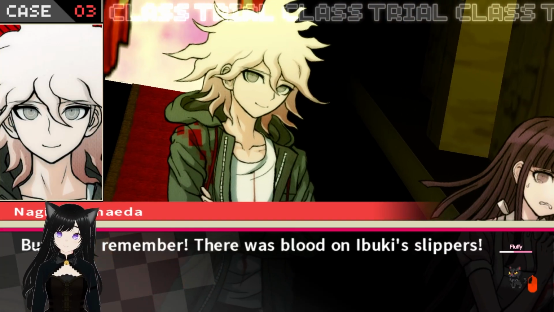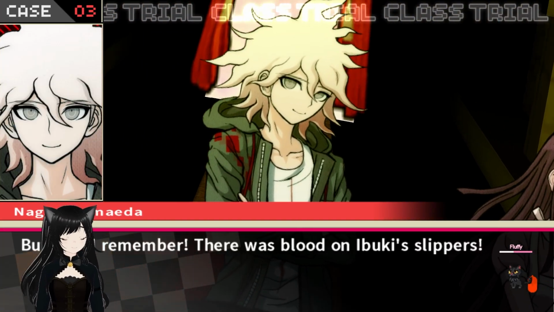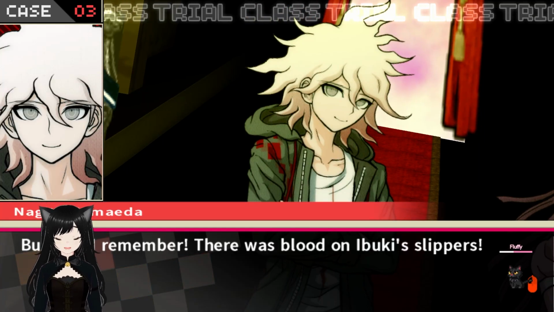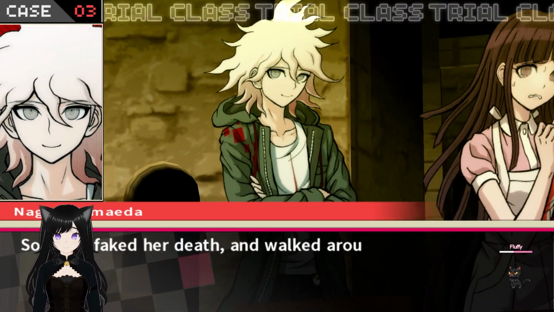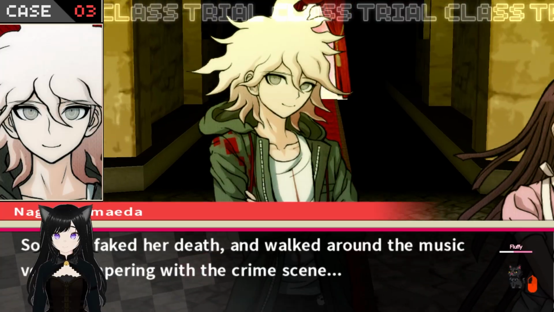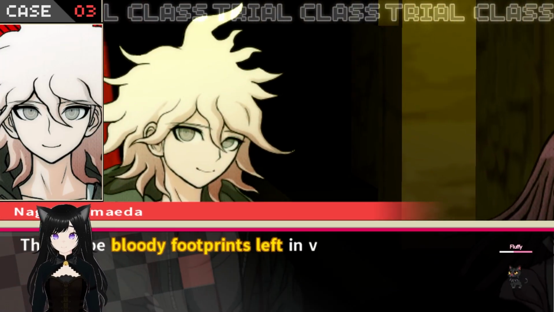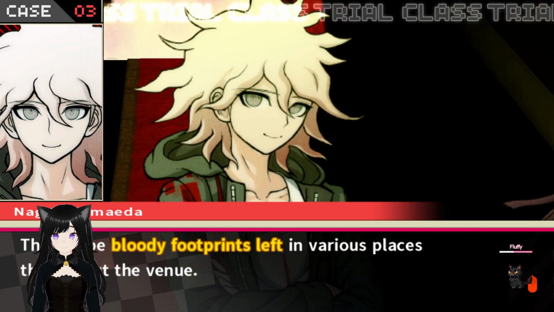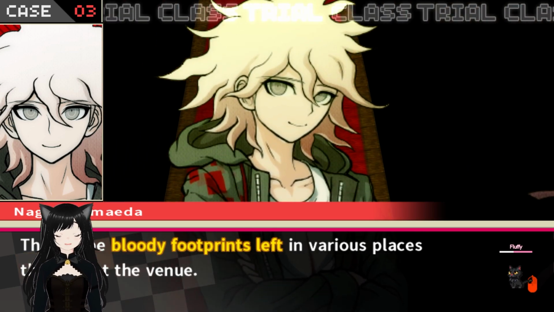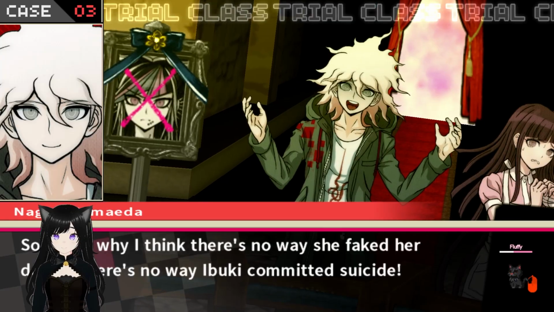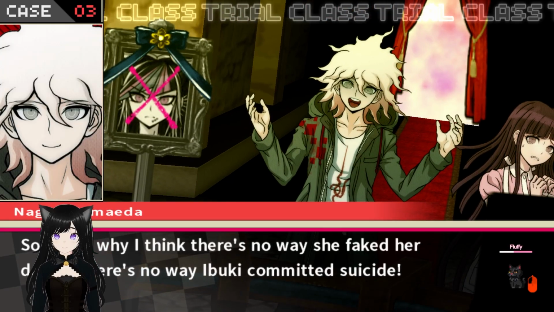But now I remember, there was blood on Ibuki's slippers. That was literally one of the first things we talked about, my guy. So if she faked her death and walked around the music venue tampering with the crime scene, there'd be bloody footprints left in various places throughout the venue. Oh, okay. I see where you were going with that. That's why I think there's no way she faked her death. There's no way Ibuki committed suicide.